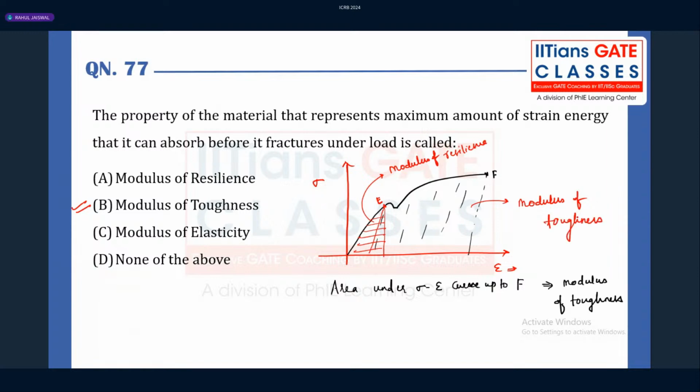Right. Remember, modulus of resilience is proof resilience per unit volume, and toughness per unit volume is modulus of toughness. So these are the two properties of the material. The answer will be B.